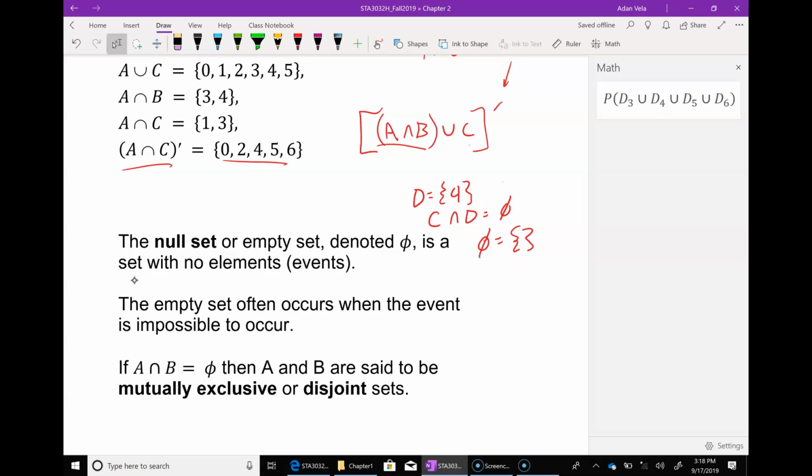Now, when we have this relationship where A and B, any two sets where we find the intersection between them, all right, if it's equal to the null set, we say A and B are mutually exclusive or disjoint. All right? And this ends up being a really nice property that will make our mathematics quite easier down the road.